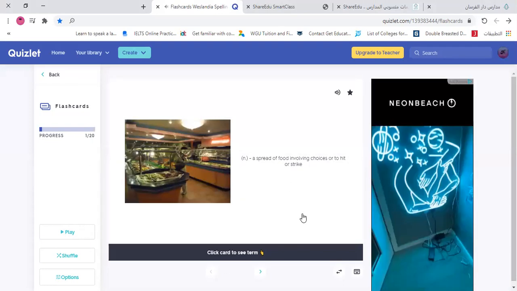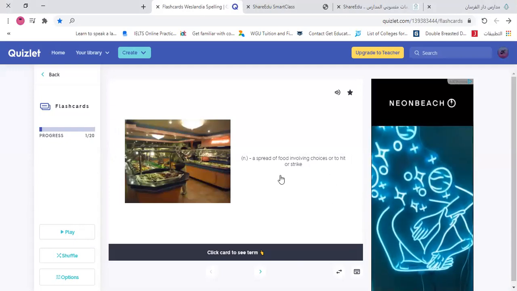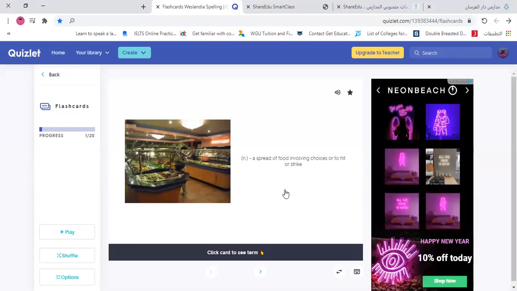I know what buffet means. Buffet is what? A spread of food and choices, or to hit or strike. If you go to a hotel... Fairuz, tell us what does it mean, buffet?